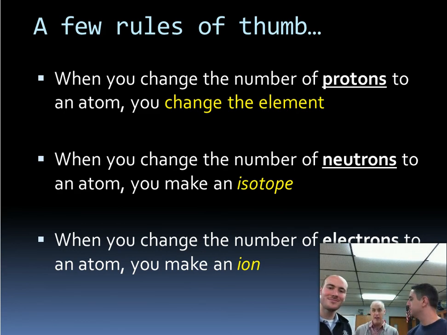Okay. And another way that you can change an atom and still keep it the same element is by changing the number of electrons. And if you change that number of electrons, you give it a charge. Positives or negatives will show up next to that elemental symbol, and that's called an ion when you change the number of electrons. That's it. There you go.